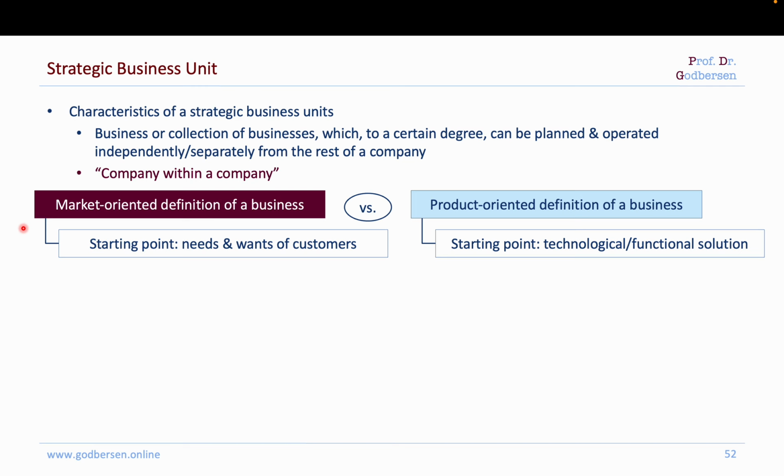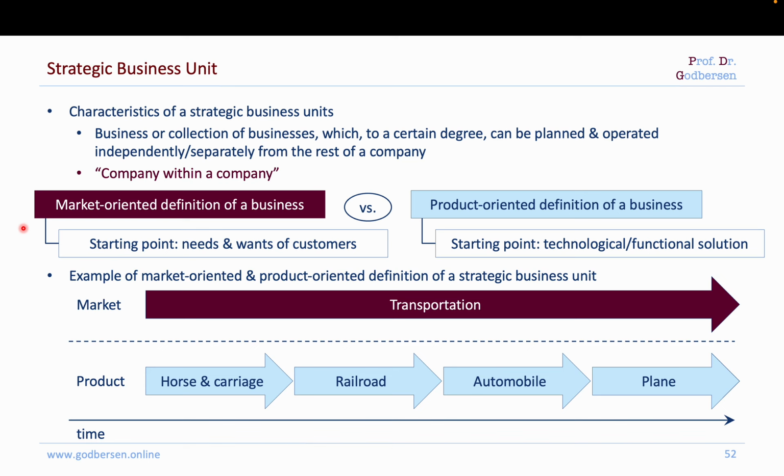Let me give you an example. So here you see the market-oriented and product-oriented approach to defining a business unit. 200 or 300 years ago, we might have said we are the best horse and carriage producers. If we do this, and we are very strict in our view and say we're only horse and carriages, we might be out of business.